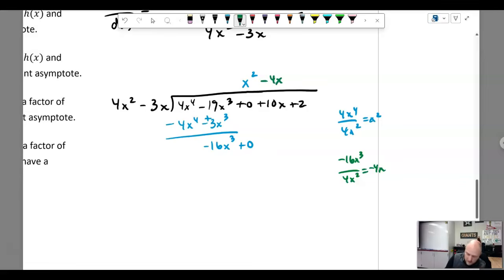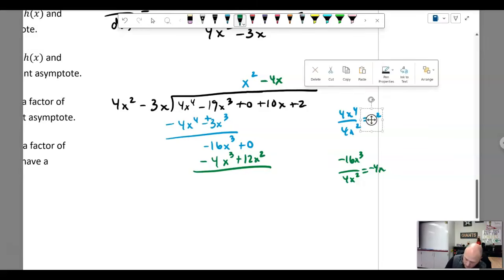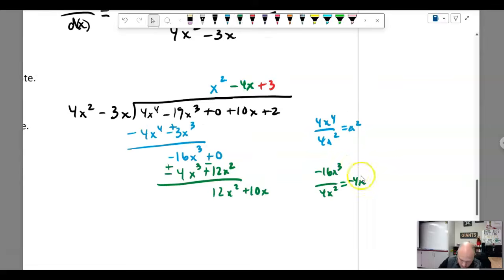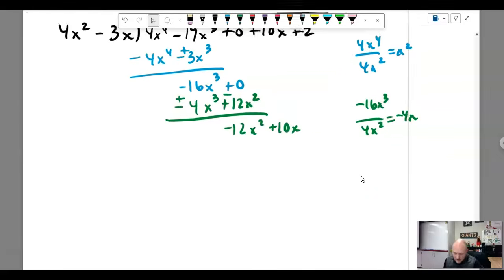Okay, we'll go ahead and distribute. So negative 4x times 4x squared gives us negative 4x cubed, like it should, plus 12x squared. Okay, change signs, plus negative 12x squared. Now I have a plus 10x. And we should have a negative on that 12x squared.